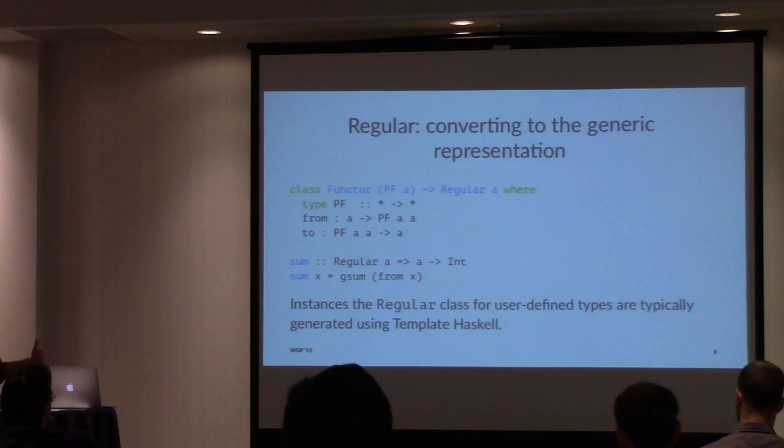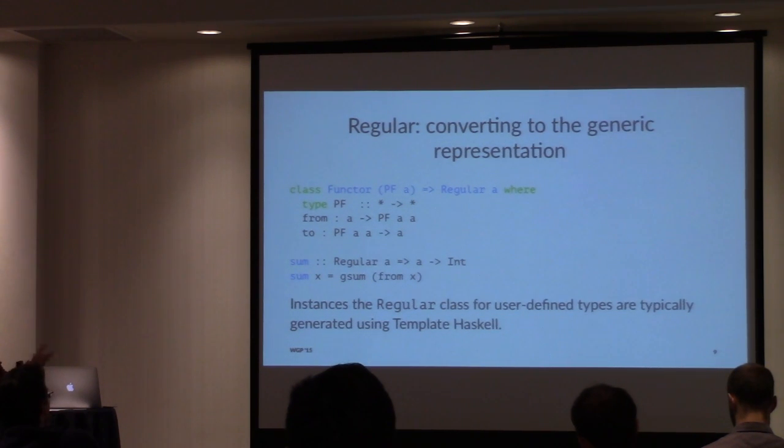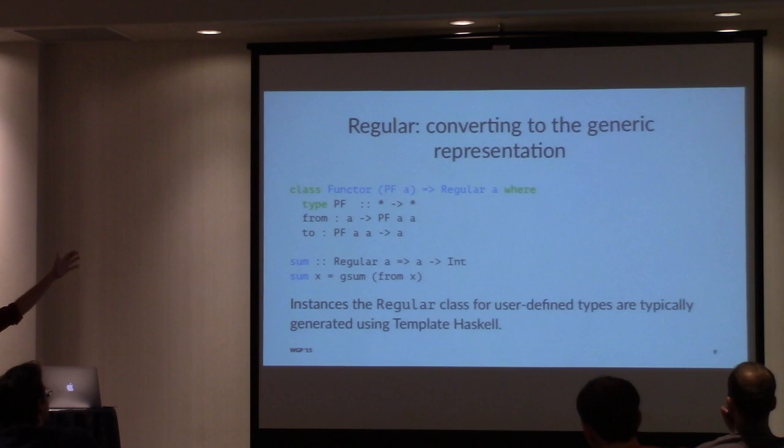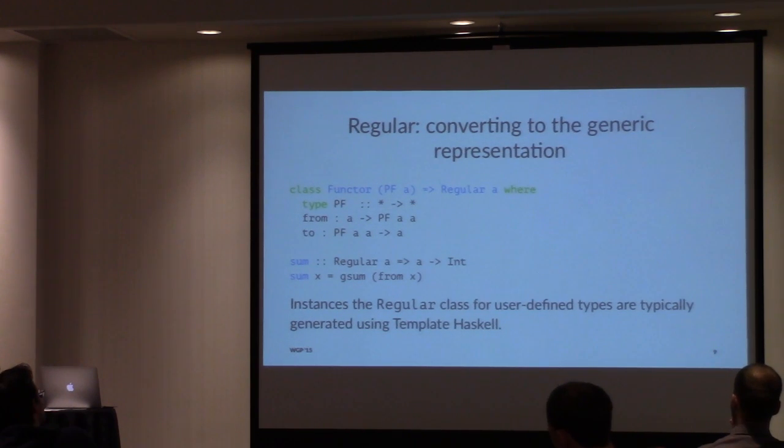And then finally, to make this library usable, you need this converting to the generic representation that I mentioned. So this is typically done, so the regular type class here says that in order for us to run these generic functions on some user-defined type, we need a type synonym PF, which is an abbreviation for pattern functor, which corresponds to the representation of a type in terms of sums and products and units and so forth, together with a pair of conversion functions to and from this generic representation.